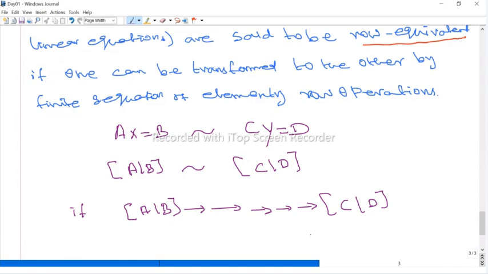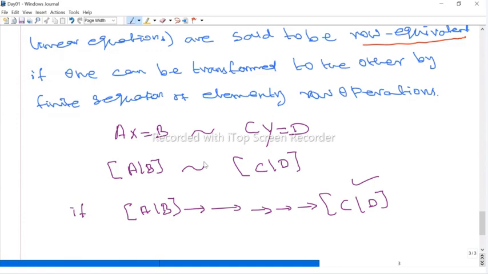You start from this augmented matrix and apply elementary row operations: either multiply a row by a constant, or interchange two rows, or multiply some constant times one row and add it to another row. Doing the same process, you finally get the augmented matrix of the other system. Then we say these two augmented matrices are row equivalent. Generally, two matrices are said to be row equivalent if one matrix can be obtained from the other by applying a sequence of elementary row operations.